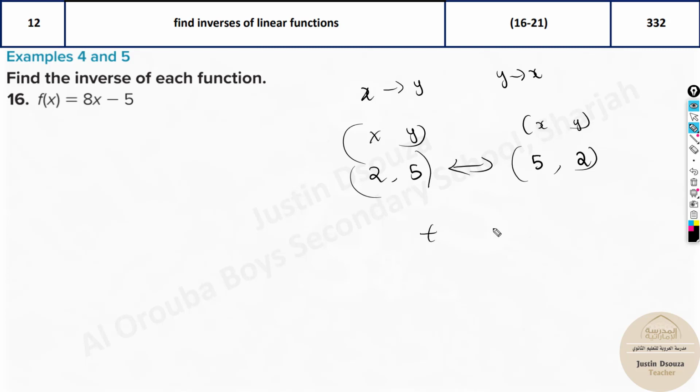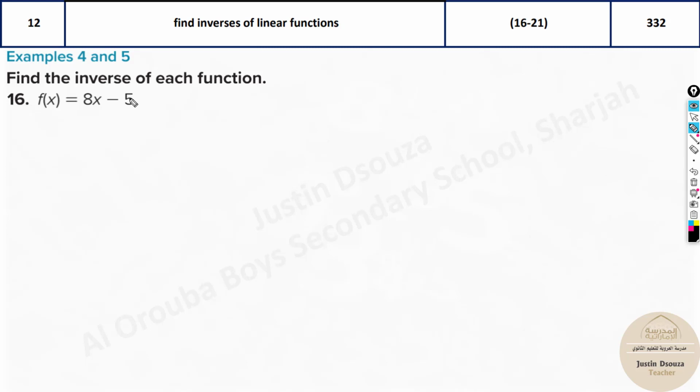If it's plus, it becomes minus. If it's multiplication, it's division. If it's 1 by 2, the inverse would be 2 by 1. These are the inverse things. Now what do we do for a function? We need to follow a set of rules. First of all, whenever we have f of x, write it as y equals 8x minus 5. Now wherever y is there, put x, and wherever x is there, put y. Just swap these two. It will become x equals 8y minus 5.